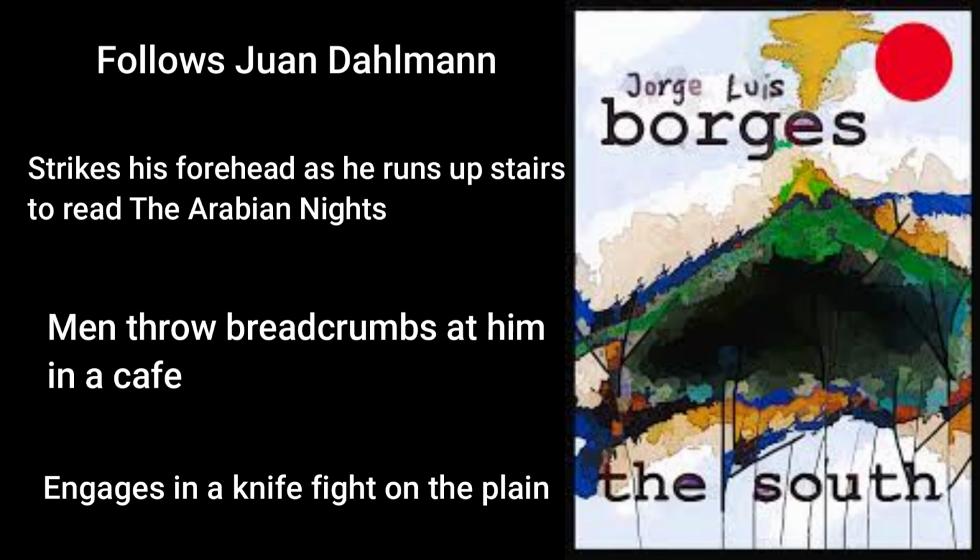So yes, the clues are going to follow Juan Dahlmann. The clue they love to throw in here is going to be this striking of his forehead as he's running upstairs. And then, again, these breadcrumbs in the cafe, which leads to a knife fight.